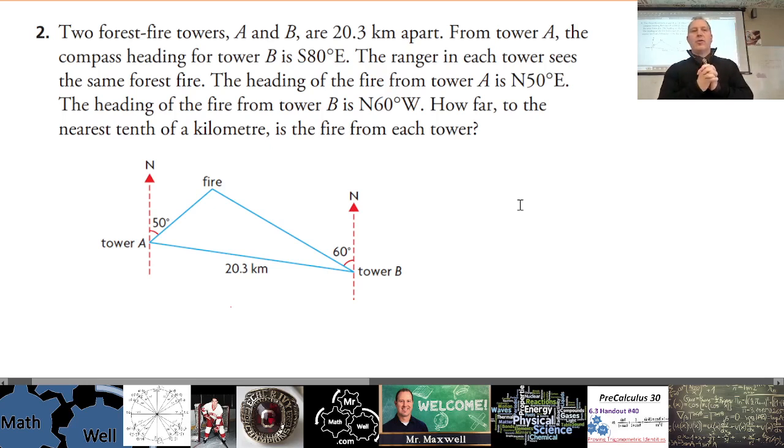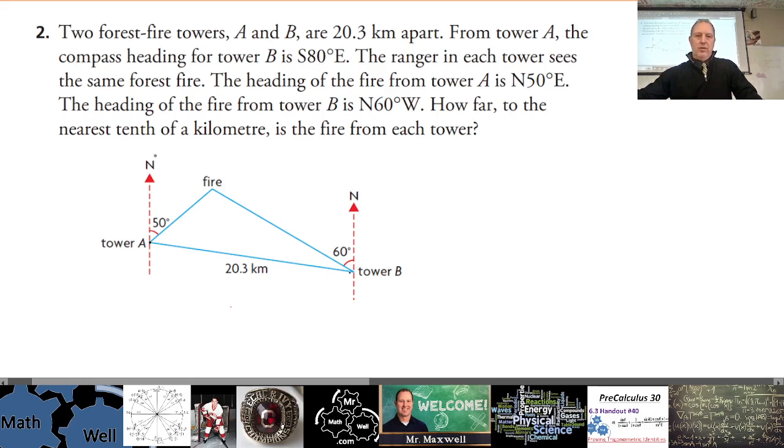So number 2: two forest fires, A and B, are 20.3 kilometers apart. So they give you the diagrams. You do not have to generate your own diagram here, so that's great. Here's Tower A, here's Tower B, 20.3 kilometers. From Tower A, the compass heading for Tower B, that is how to get to Tower B from Tower A, is south 80 degrees east.